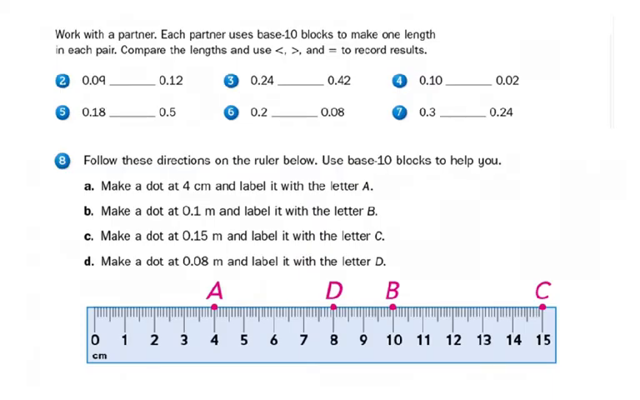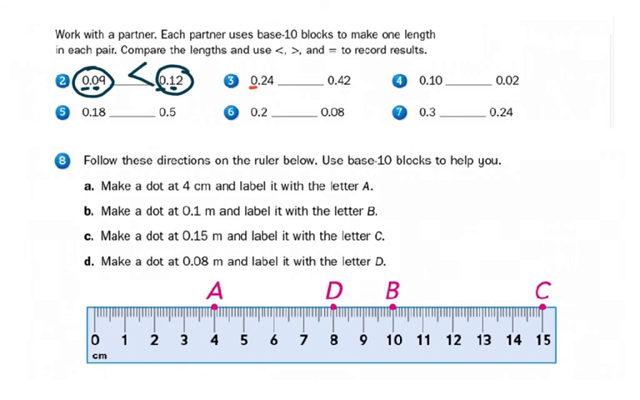Continuing on the page, it says work with a partner. Each partner uses base 10 blocks to make 1 length in each pair. So if you were at school, I'd have one of you make 9 hundredths and the other one make 12 hundredths, and then we would compare. But obviously, we can't do that, so I'm going to go ahead and tell you how to go about doing that. First thing we do is compare the 0 and the 0, the same. Then we have 1 and 2. Which one is larger? This one. This would be 9 cubes, and this one would be 1 long and 2 cubes.